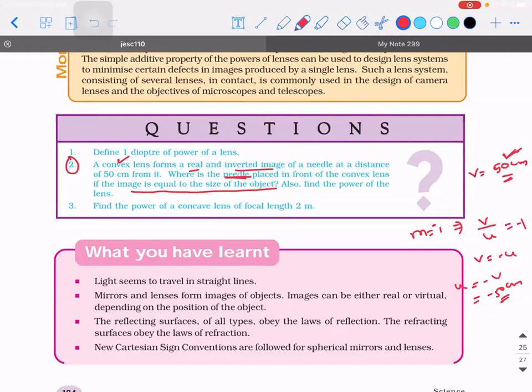So in this problem, if they twist and ask you, what is the radius of curvature? What is going to be your answer? F into 2. It's 15, no? Because when you place the object at the center of curvature, we get the image also at the center of curvature. They have told the image distance is 50 centimeter. So obviously, what is going to be the radius of curvature?